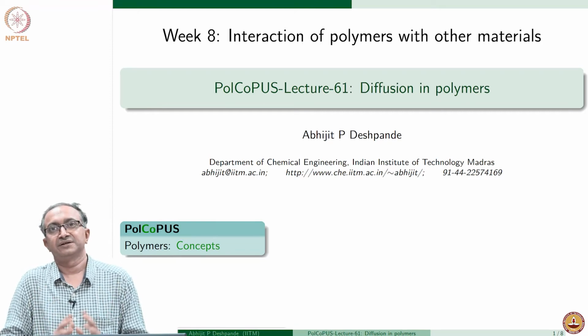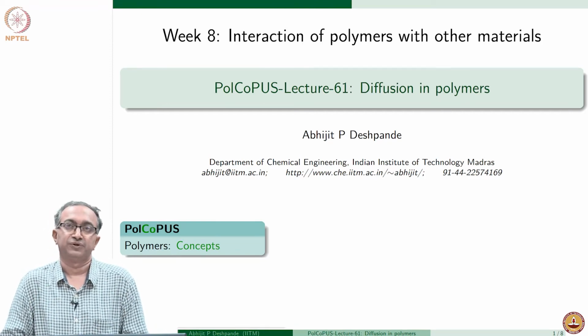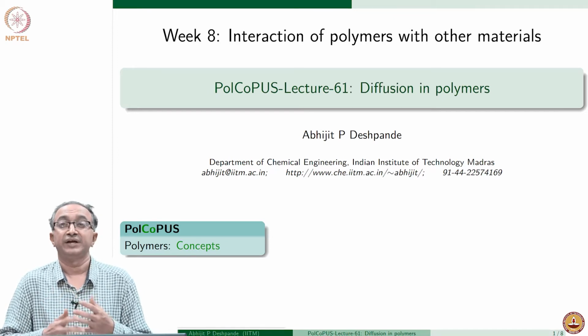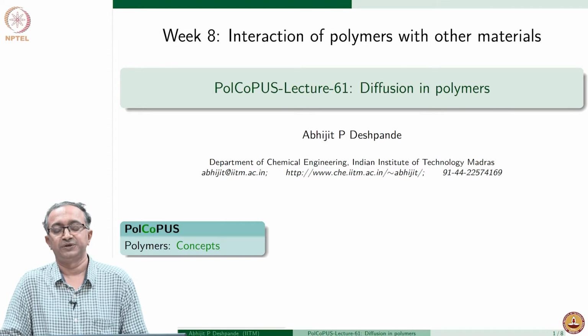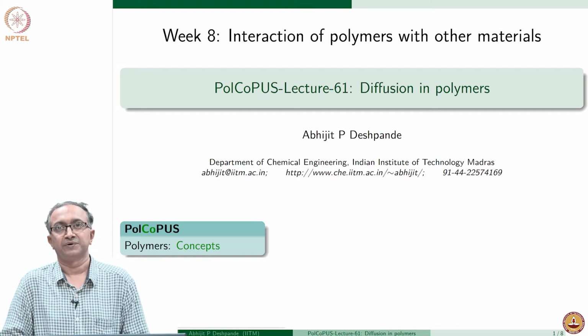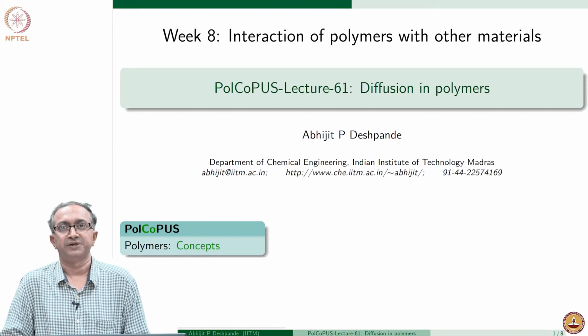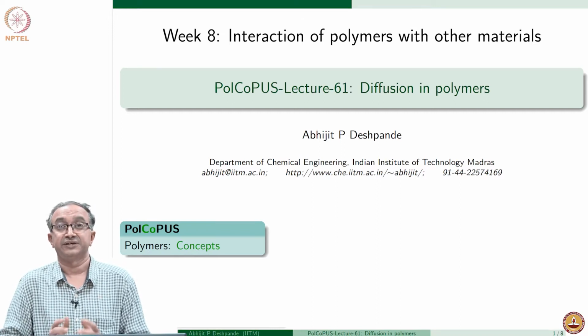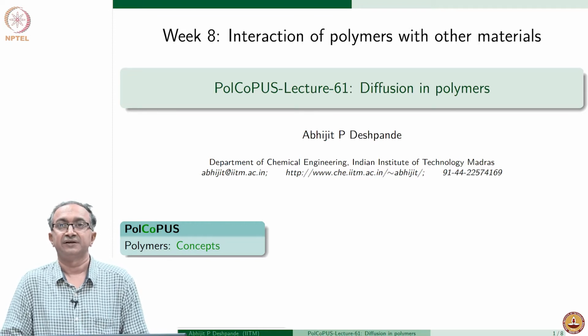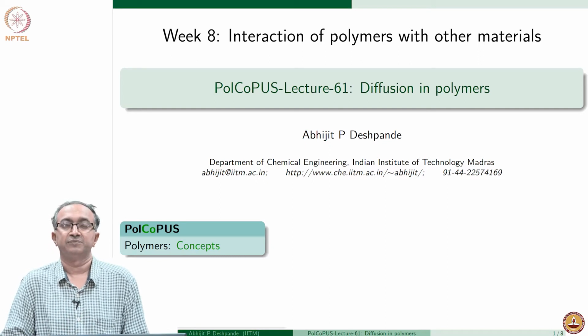After having spent a significant amount of time learning about single macromolecules, we started looking at different states of macromolecules, thereby getting to know the structure of macromolecular systems. Subsequently, we looked at properties. We looked at electrical and mechanical properties and viscoelasticity in great detail. And in this week, we are looking at the interaction of polymers with other materials.